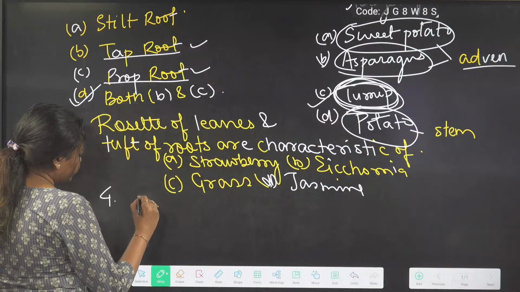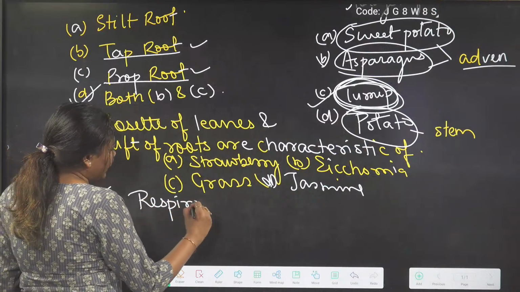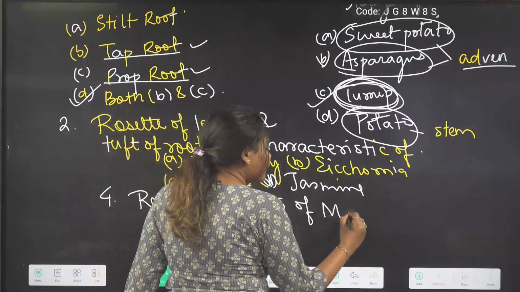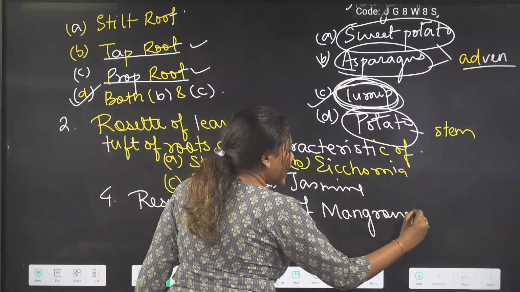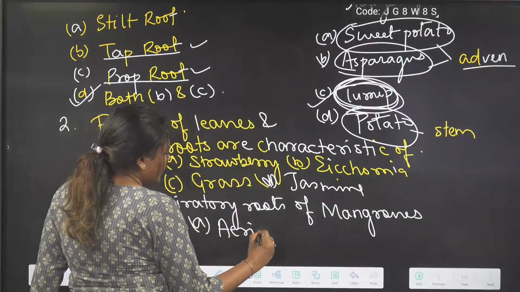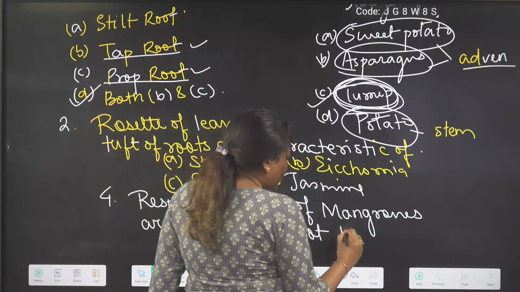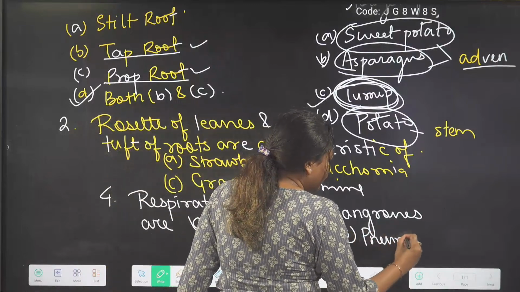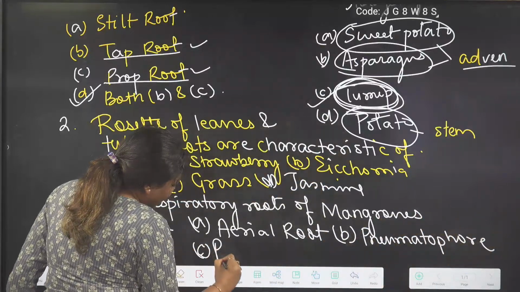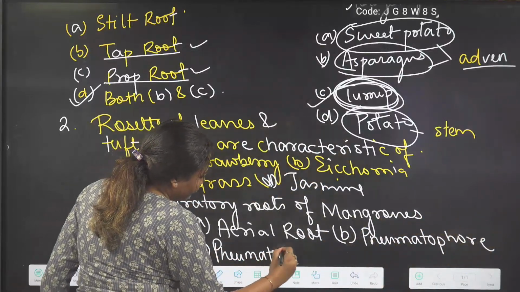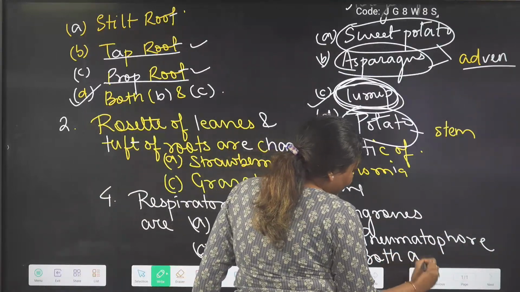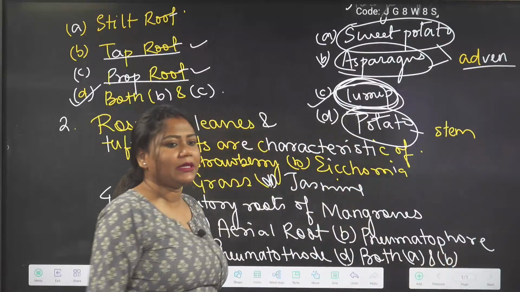Number 4. Respiratory roots of mangroves are: option A, aerial root; option B, pneumatophore; option C, pneumatothode; and option D, both A and B. Tell me, what will be the answer?